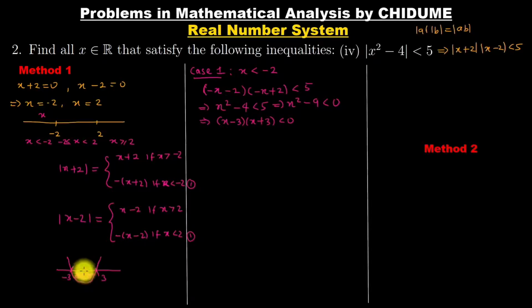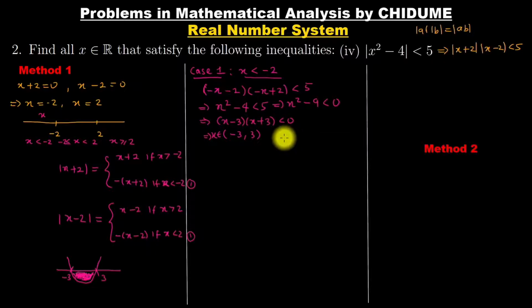If I write it in interval form, what would be the value of x? The value of x which makes this graph less than 0 is when x is strictly between -3 and 3. So the solution set for this one is -3 comma 3, which implies that x must belong to this interval. Now we have solved this quadratic inequality, and we need to take it with the intersection of this particular point also.